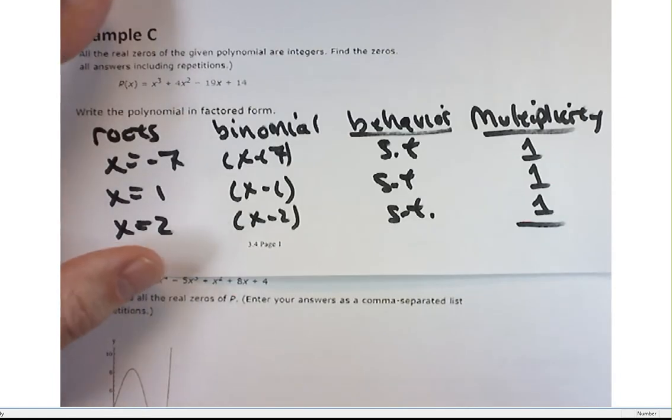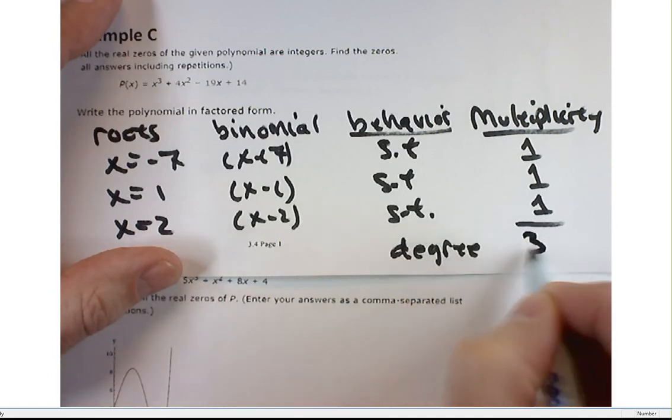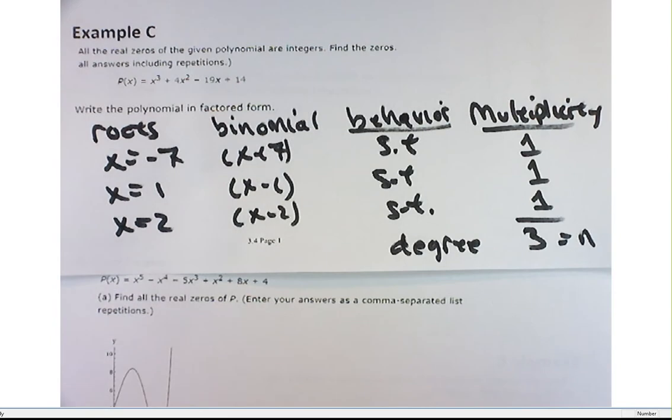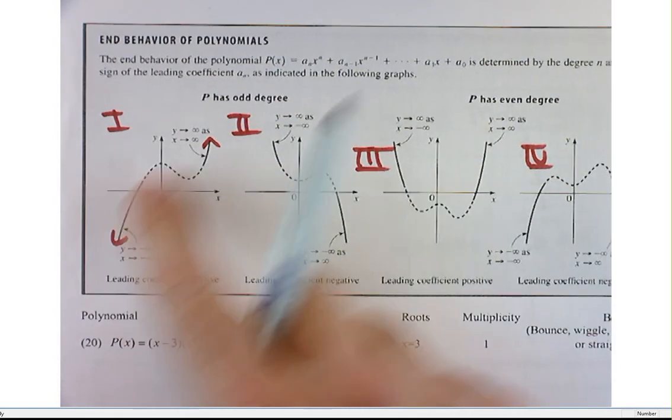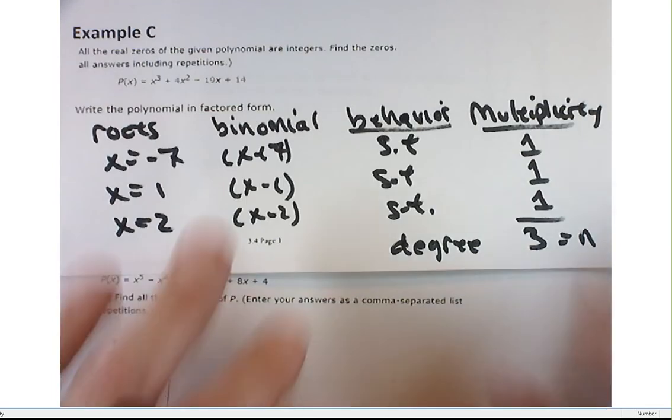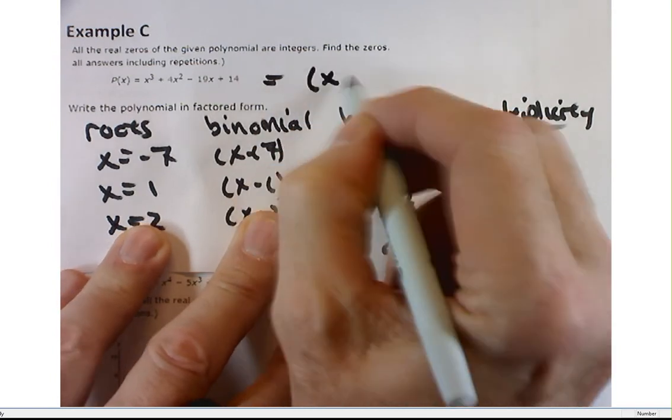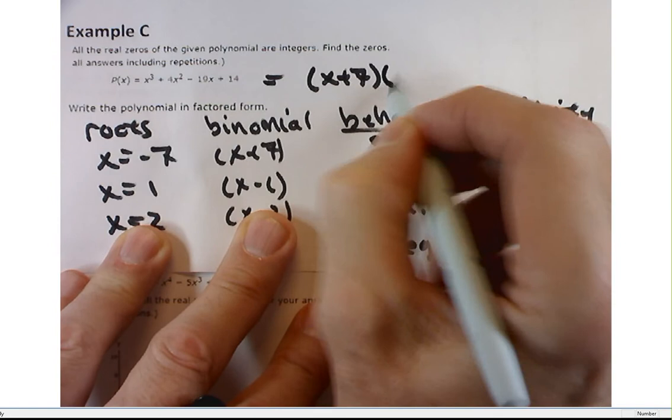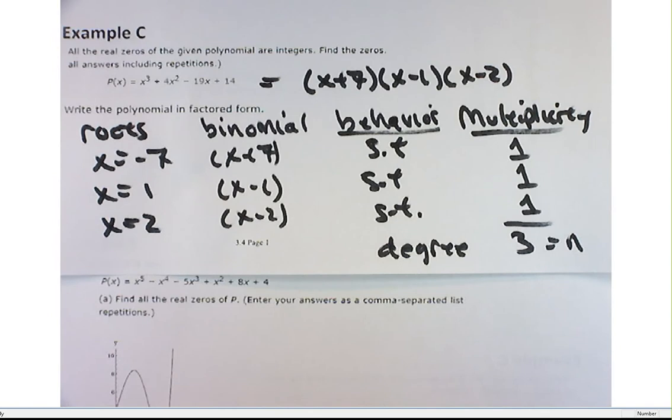So overall, what's the degree of our polynomial? Yeah, it's a degree 3 polynomial. And I hope you remember from the other day that if you have an odd degree polynomial, it's either going to look like this or like this. And in our case, it certainly looks like the former. So if we put this all together, we can write that as x plus 7 to the first power, x minus 1 to the first power, and x minus 2 again to the first power.